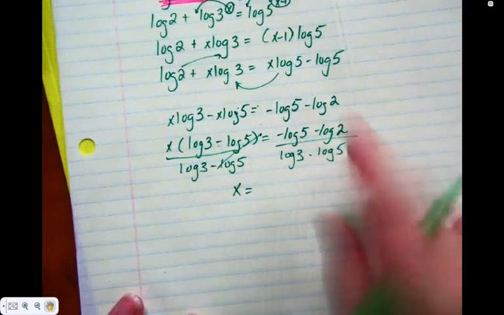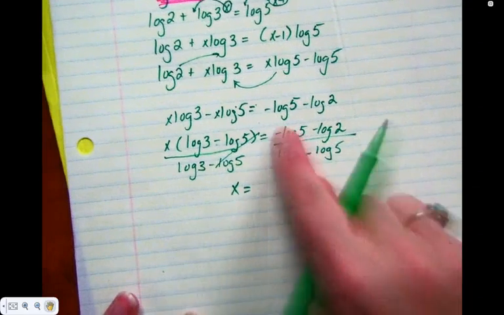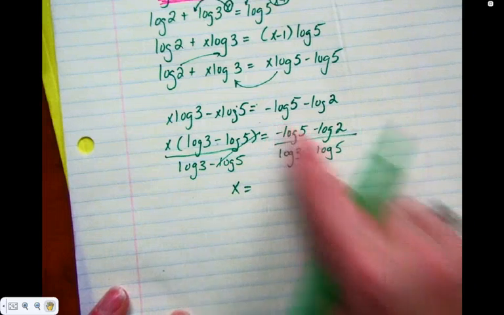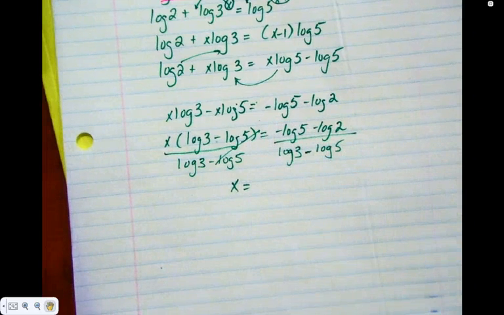Can I cancel the log 5s? What? Why not? But there's one on the top and one on the bottom. But it'd be so much easier. You'd kill a poor puppy. Good.